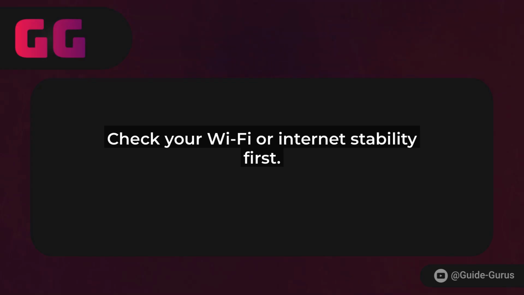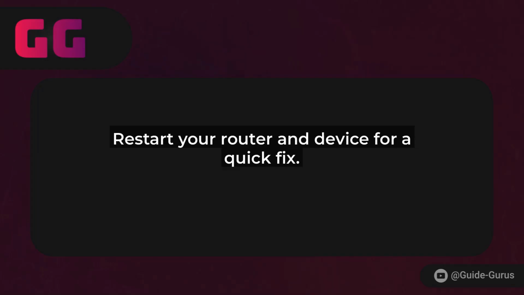First things first, let's start with the basics. Error code 277 often stems from unstable internet, so begin by checking your connection. Open a web browser and load a few pages to see if everything's running smoothly. If your Wi-Fi is spotty, try restarting your router, unplug it for 30 seconds and plug it back in. This simple trick refreshes your network and resolves minor glitches.